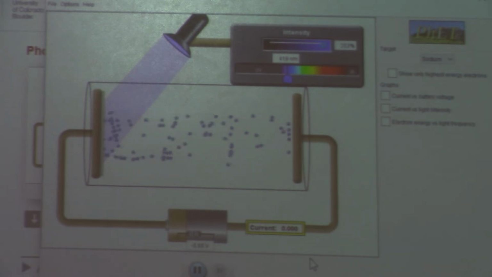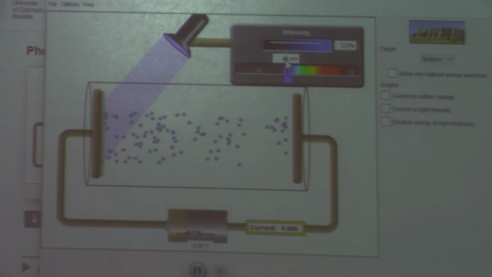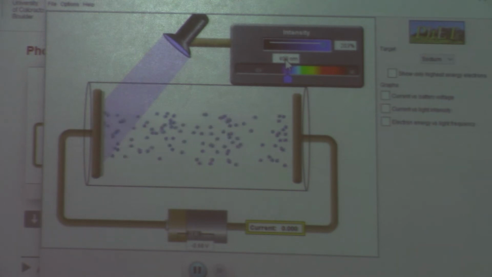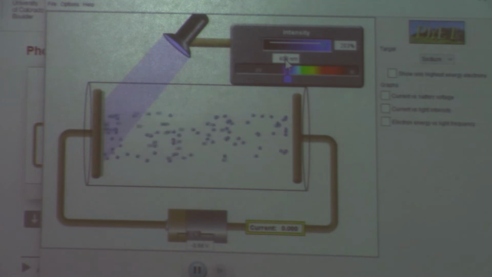Now, on number 17, let me give you a hint, this answer is negative 0.66. So I'm going to change that to negative 0.66. Okay, and now on number 18, I'm going to set the wavelength to 409. So now, if you think this through, I've shortened the wavelength, so I've increased the frequency, and I've increased the energy of the photons that are coming in.